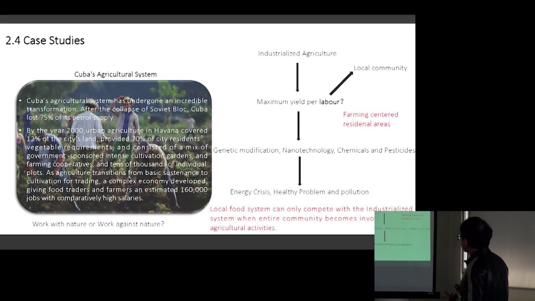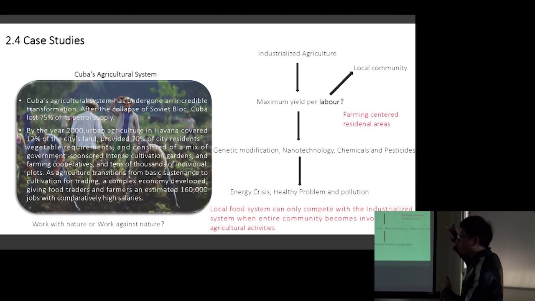So let's go back. What's wrong with industrialized agriculture? It's because industrialized agriculture pursues the maximum yield per labor, per person. But there are not enough people in agricultural activity, so we have to use big machines or chemicals to maximize the yield. This is the reason why these problems happened: energy crisis, health problems, pollution.